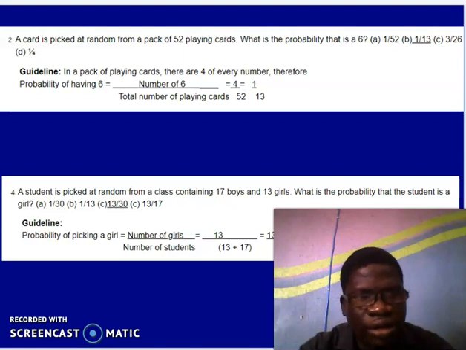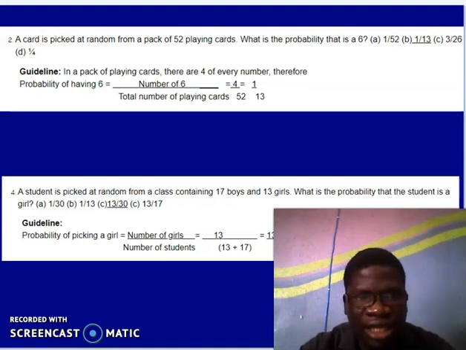Let's consider example 2. A card is picked at random from a pack of 52 playing cards. What is the probability that it is a 6? The options are there, but let's look at the guideline. In a pack of playing cards, there are 4 of every number. Therefore, probability of having 6 is number of 6 over total number of playing cards, which means 4 over 52, and that will give us 1 over 13.